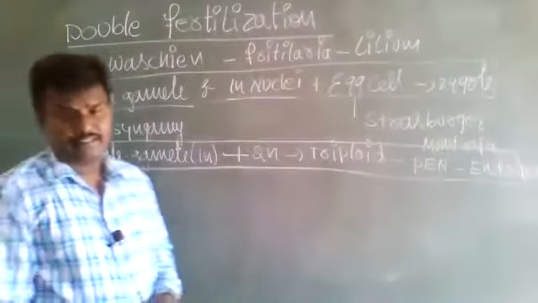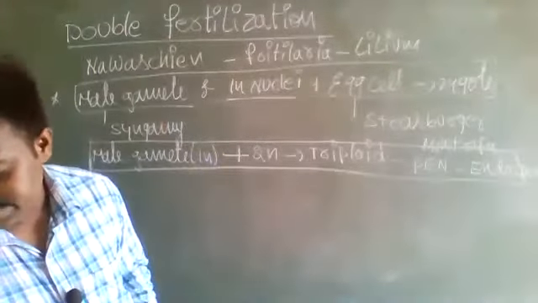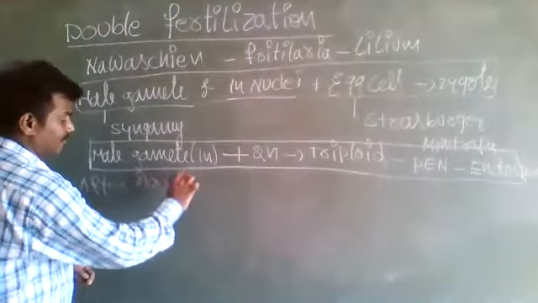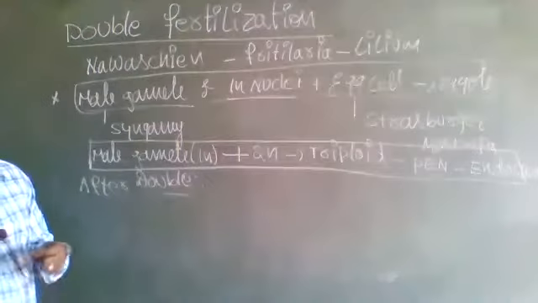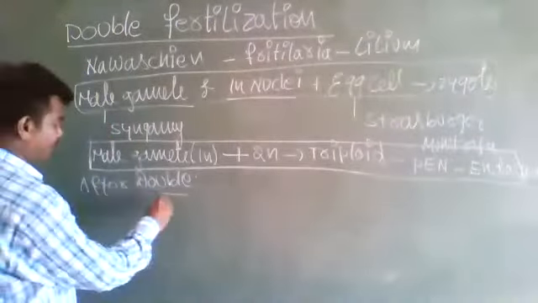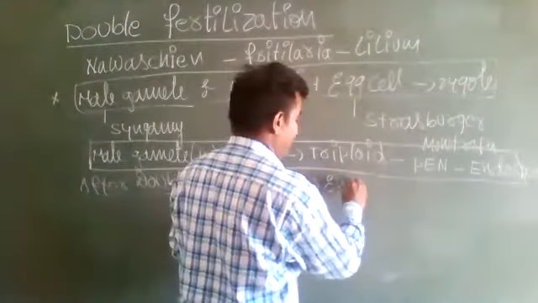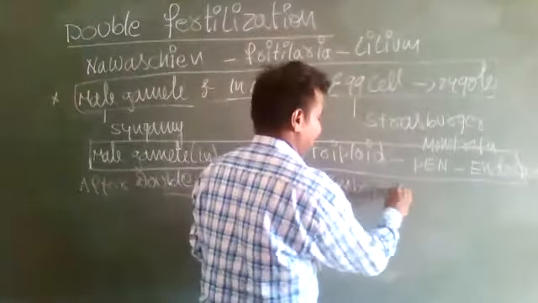So this is double fertilization. Next, after double fertilization, what are the changes that take place? Everybody knows that the zygote undergoes mitosis divisions and gives rise to the embryo. This is one. Next, this primary endosperm nucleus.